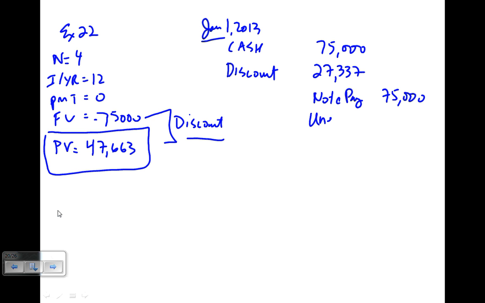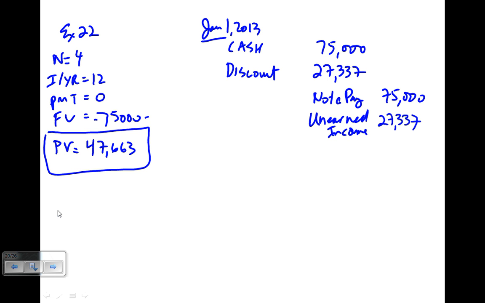And what we're going to do is unearned income, $27,337, right? Because what's happening here is we're going to sell the inventory at lower than normal prices. So it's like the customer has prepaid by giving us the money up front. And we're going to take that and amortize that over the life of the note. And that's simply the difference between the fair value of the amount actually received in cash and the amount of the discounted note payable, the present value.